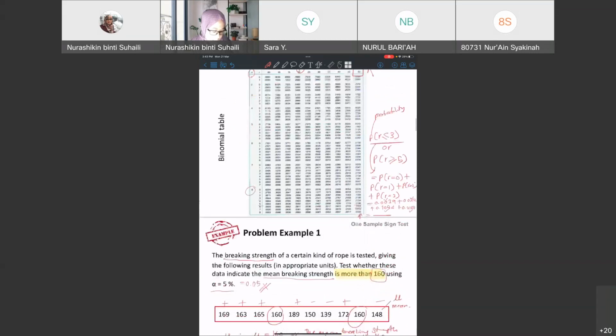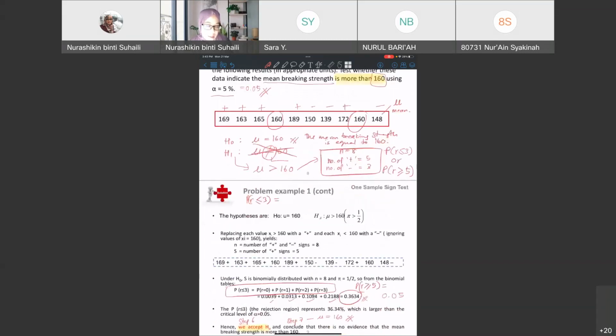Okay, so that is one sample test, one sample Sine test.